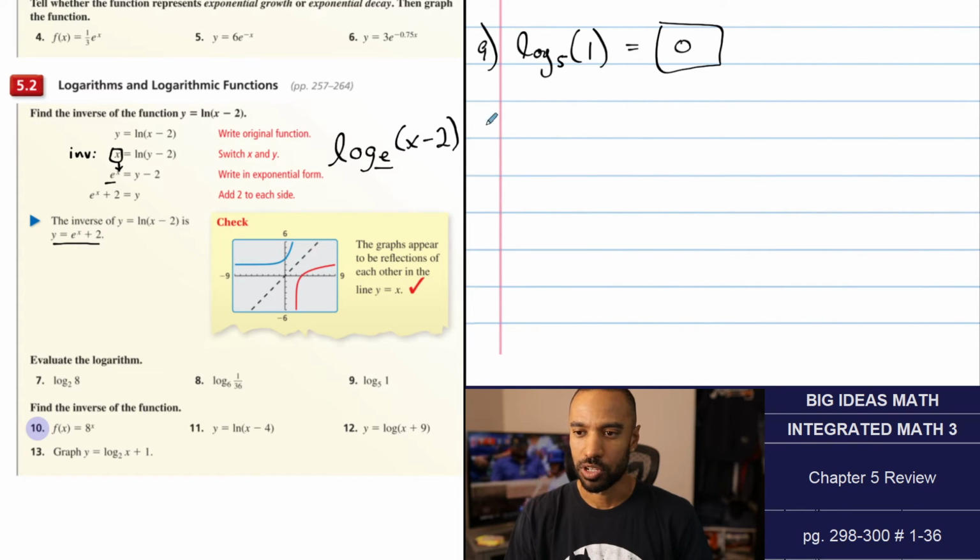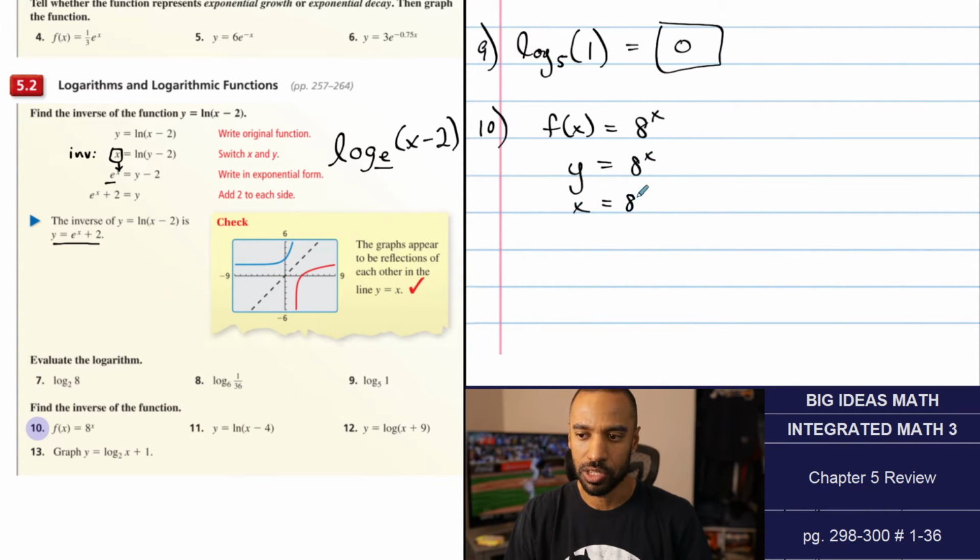Find the inverse of the function. Number 13 is a completely different instruction. So we have to find the inverse of f of x equals 8 to the x power. Like we learned in the last chapter, we'll turn f of x into y, and then we'll swap the x and y. This is the official inverse step here. But we have to solve for y again.